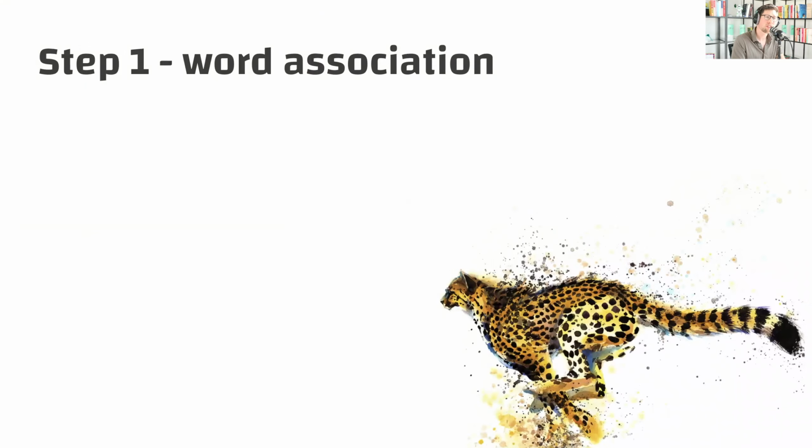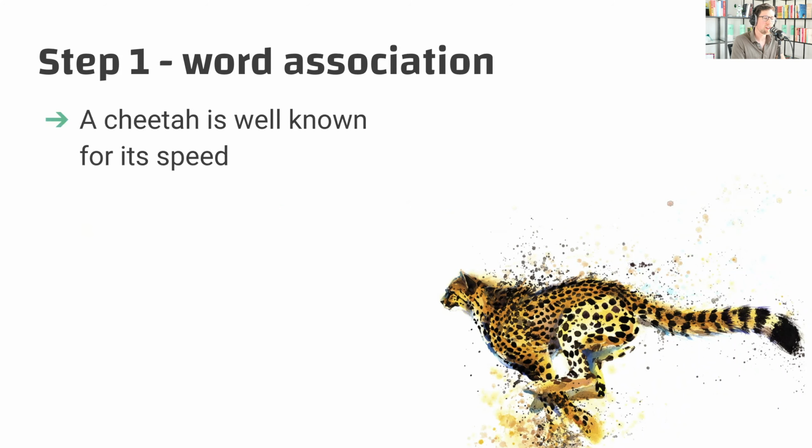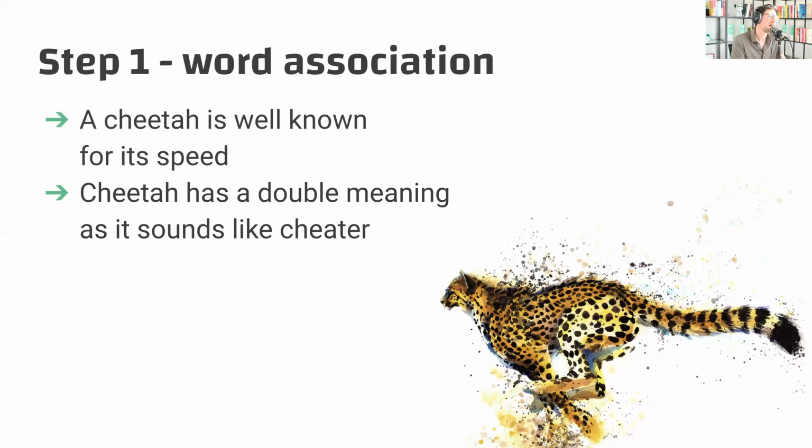We even created content about writing jokes, right? If you have a bot, then it needs to tell you jokes. So in the new course materials, we're going to explain how to write jokes. I never thought I would end up teaching people how to write jokes, but this is the first step, just as a teaser here. Word association. Here we see a lovely cheetah, and a cheetah is well known for its speed. A cheetah also has a double meaning because it sounds like a cheater.